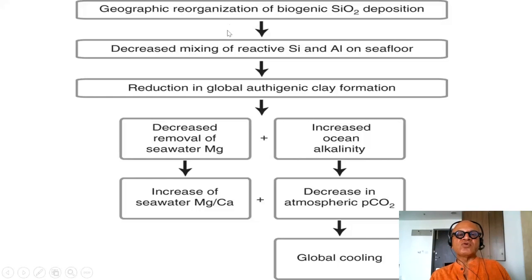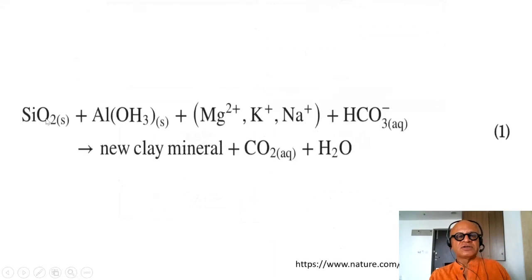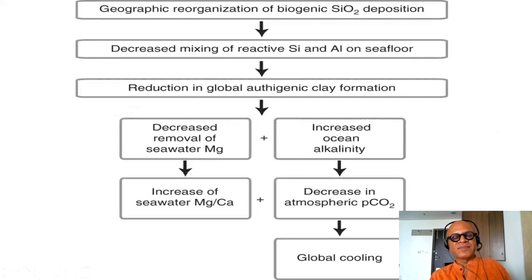So past events have been looked at to argue that geographic reorganization of biogenic silica deposition leads to decreased mixing of reactive silica and aluminum on the seafloor, which results in a reduction in global authigenic clay formation. So if you alter these, you are going to alter the sinks of these divalent cations, and that's going to affect the removal of seawater magnesium and increase the seawater magnesium to calcium ratio.